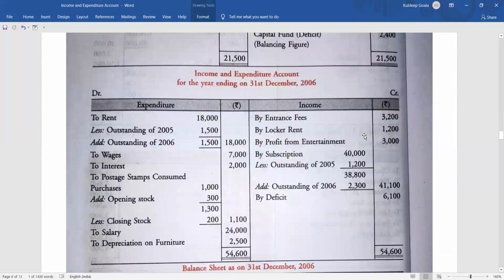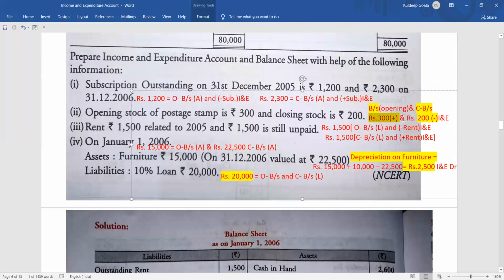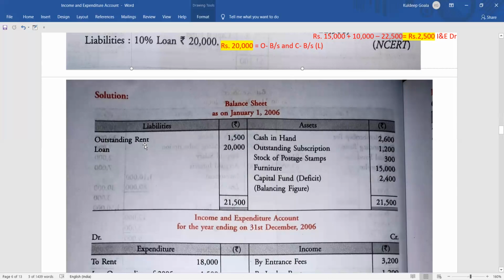So it will come in the asset side of the opening balance sheet: stock of postage stamp 300. Then let's see what else is in the opening balance sheet. Opening balance sheet liability side. What is that? This is nothing but the rent outstanding, right? So it will come in the opening balance sheet liability side, rent outstanding 1,500.